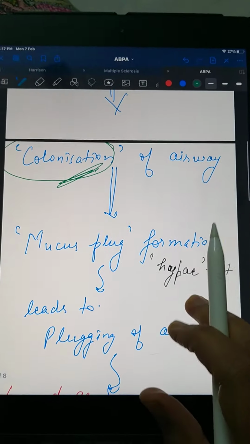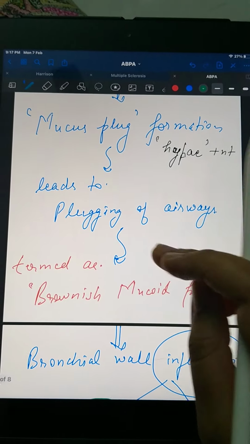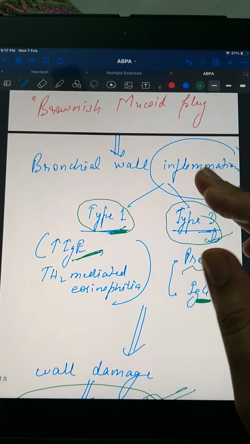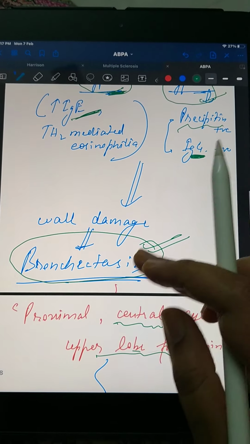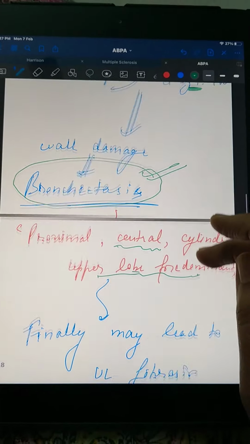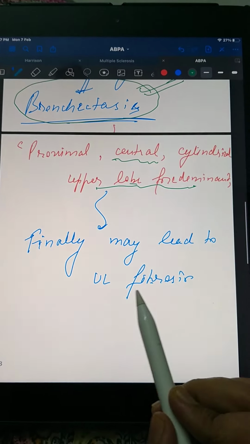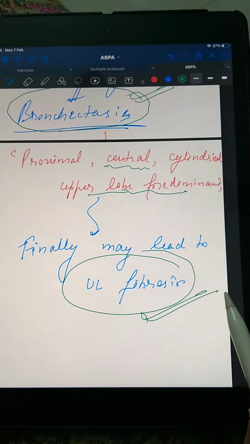So colonization of the fungus will occur. Colonization will lead to mucus plug formation, lead to plugging, and finally plugging will lead to bronchial wall inflammation. Inflammation will lead to wall damage, and bronchiectasis will occur. And in the very late stage, it may convert into fibrosis, mainly upper lobe fibrosis, in the last stage.